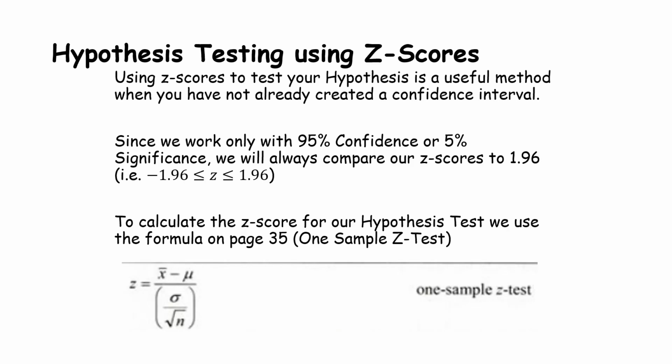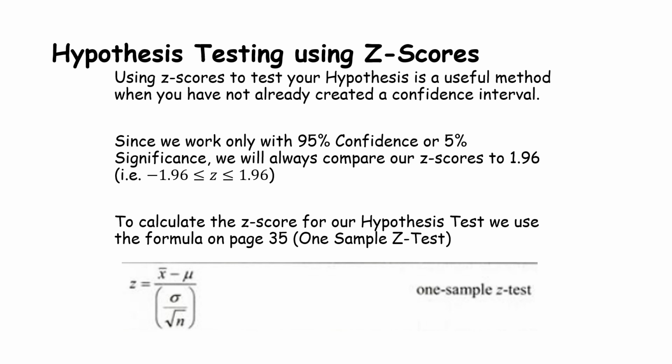So let's talk about z-scores. So using z-scores to test your hypothesis is a very useful method, especially when you've not already created a confidence interval. So in the previous example, we saw that we created a confidence interval and then used it. So if we didn't already have the confidence interval created, is there an easier method? In my opinion, z-scores are an easier method. So since we work only with 95% confidence or 5% level of significance, we always compare our z-scores to 1.96, and that is a plus and a minus 1.96. So that's going back to what we would have learned at the very start of our inferential statistics.